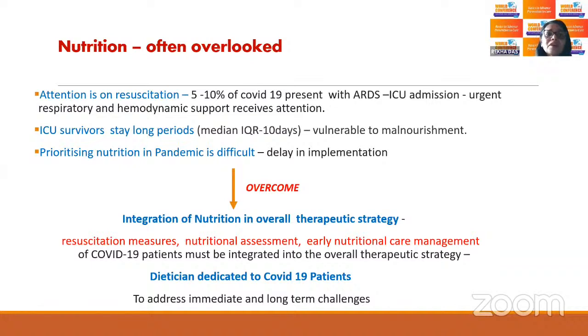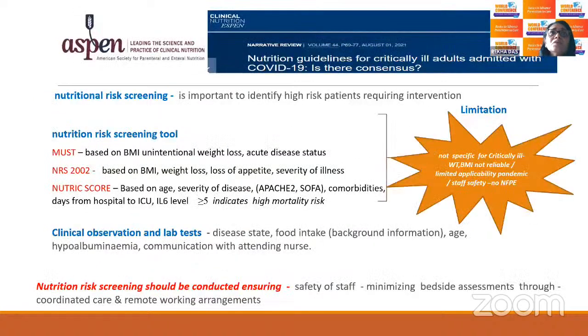ICU survivors stay for a long period. That makes them more vulnerable to malnourishment. Prioritizing nutrition in a pandemic is also difficult. All this leads to delay in implementation. And to overcome this, we need to integrate nutrition in the overall therapeutic strategy and keep dedicated dietitians for COVID-19. So what is the nutritional risk screening, which is important to identify the high-risk patients?